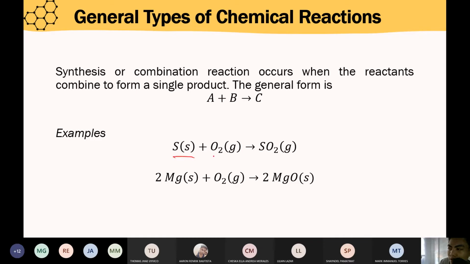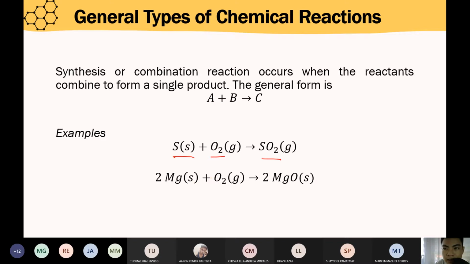So we have sulfur and oxygen. The bonding is covalent here, because they are nonmetals. So they form covalent bonds to form sulfur dioxide, which is a binary compound, or covalent compound. In the case of magnesium, when we have magnesium metal, it can be oxidized in the air to produce magnesium oxide.